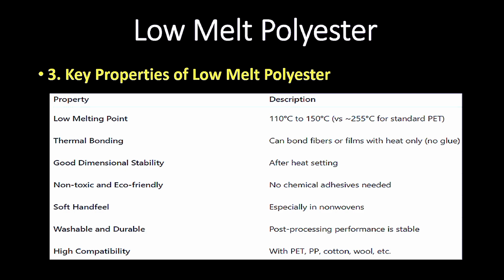Key properties of low melt polyester. First, low melting point, around 110 to 150 centigrade, while standard polyester has a temperature of about 255 centigrade. Second property is thermal bonding. It can bond fibers and films with heat only, with no requirement of adhesives, chemical bond, chemical glue or any other product.